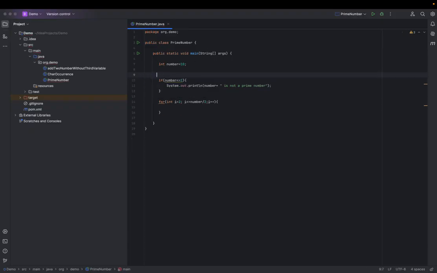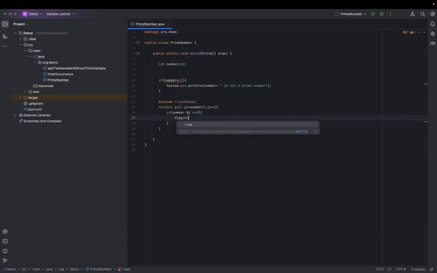Okay, you can take over here up to the number also, that's not a problem, but that is unnecessary, we are going to check. Okay, so now over here we will write one condition. If number modulus i equals to 0, right? And then we will take one boolean flag over here, initially we will mark it as false. Okay, if that number is getting divisible by another number, then we change the flag to true.